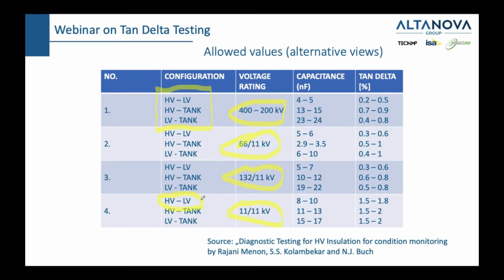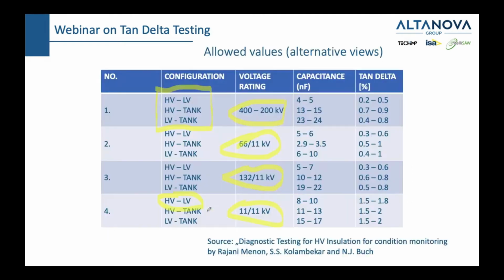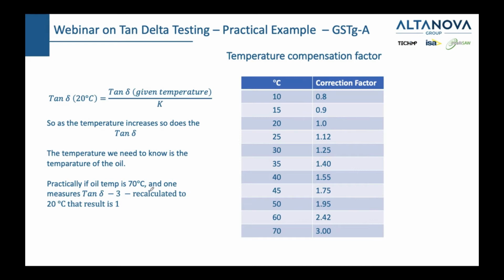And another thing I want to answer is, I haven't mentioned before that all these values are at 20 degrees Celsius. Tan delta depends on temperature. It's temperature dependent. And we can see here the formula for how to recalculate tan delta onto 20 degrees Celsius. You see, if tan delta at 20 degrees Celsius is 1, it is the same as having a tan delta of 3 at 70 degrees Celsius. So what you need to find out is what is the temperature of the oil on your transformer.